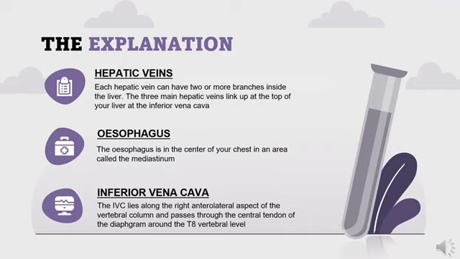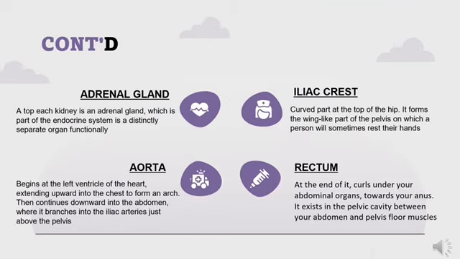Inferior vena cava. The inferior vena cava lies along the right anterolateral aspect of the vertebral column and passes through the central tendon of the diaphragm around the vertebral level. Adrenal gland. Atop each kidney is an adrenal gland, which is part of the endocrine system and is a distinctly separate organ functionally. Aorta. The aorta begins at the left ventricle of the heart, extending upward into the chest to form an arch. It then continues downward into the abdomen, where it branches into the iliac arteries just above the pelvis.